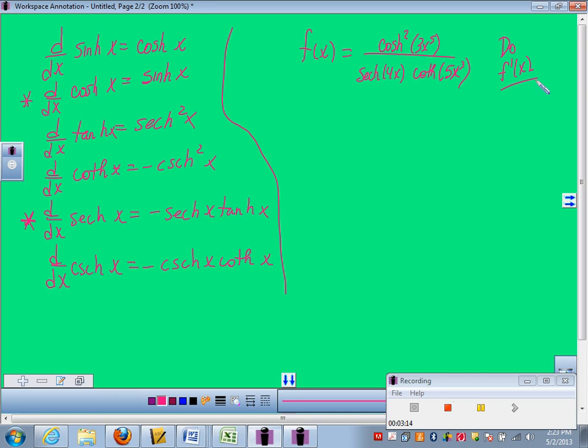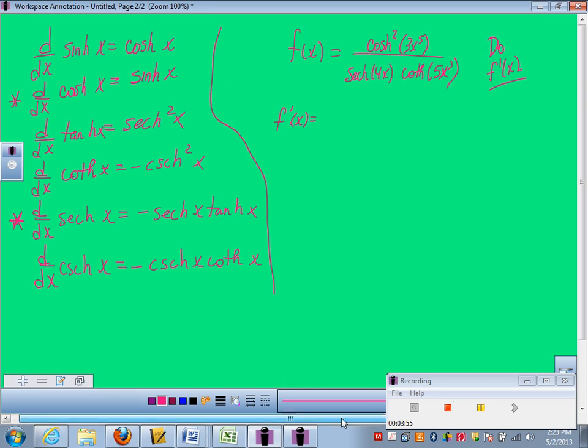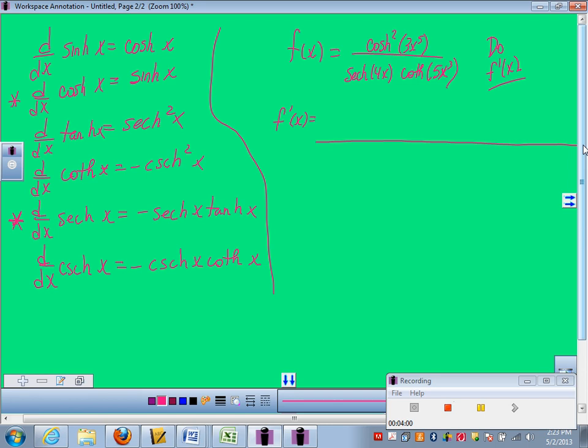What rule do you start with? Quotient? Dylan thinks quotient. Yes, it is a quotient rule without the sound effects. So, low d high minus high d low over low squared. Now, okay, the high is what I'm worried about.